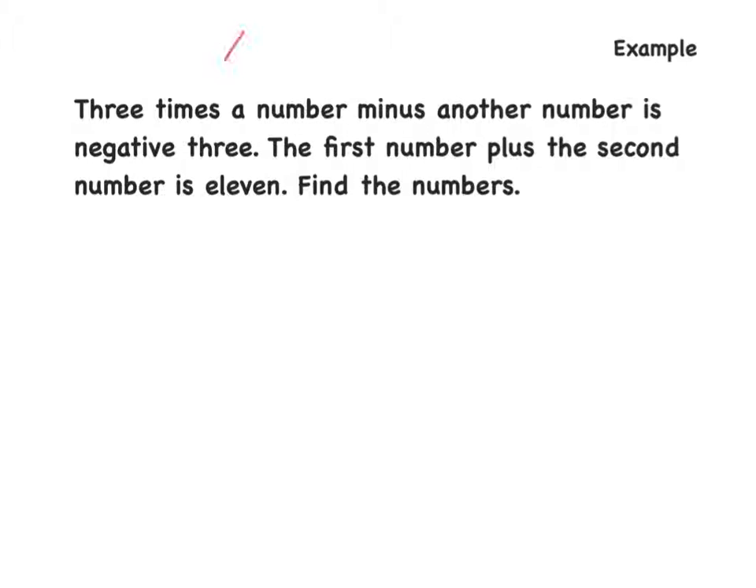I'm just going to use x and y. So 3 times, I'm going to write the first one out. 3 times a number. X will be our first number. Minus another number. Y is our other number. Is what? It is negative 3.